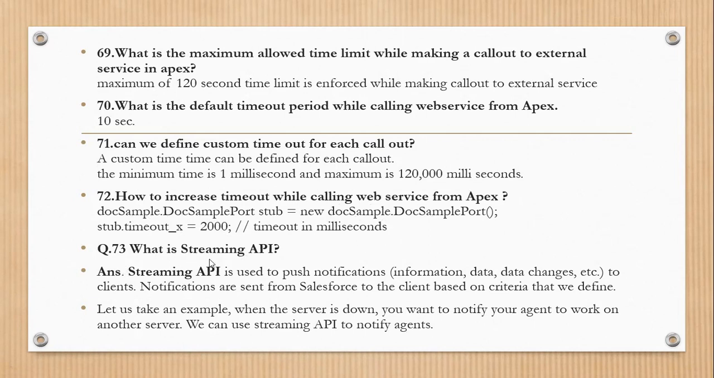Next question: what is the streaming API? Streaming API is used to push notification information about data changes to clients. Notifications are sent from Salesforce to the client based on the criteria that we define. Let us take an example. When a server is down, you may want to be notified, and on another server we can use the streaming API to notify again.